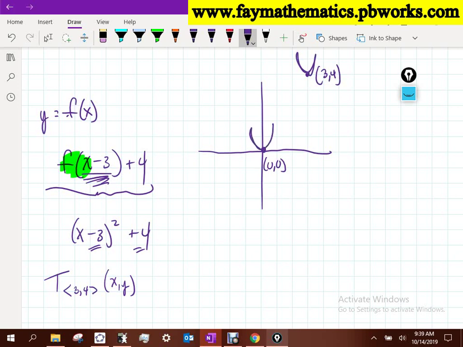Does that make sense to everybody? And that point there is going to also get moved 3 to the right and 4 up. So maybe that point would be right there. Did a bad job of drawing it, but that's the idea. Okay, now they're going to say, well, it doesn't matter, and that's why they use this notation. It doesn't matter what the function is.